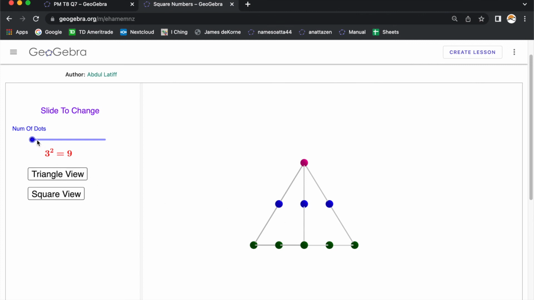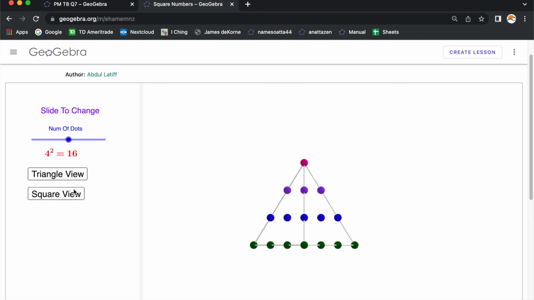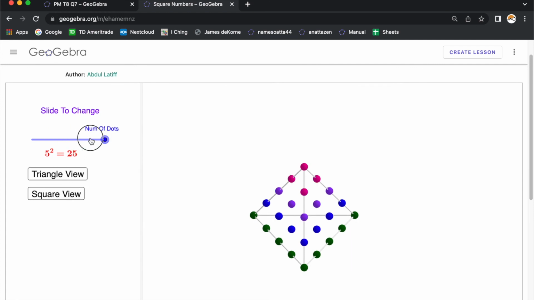Right, so let's increase the number to the next square number, which is 4 squared or 16. Right, you can see I can form a triangle, and then I can also form a square from it. Right, let's take a look at this. So finally, let's try to increase it to 25, which is also 5 squared. So you can form a very nice square pattern from it, but you can also form a triangular pattern from 25 dots.